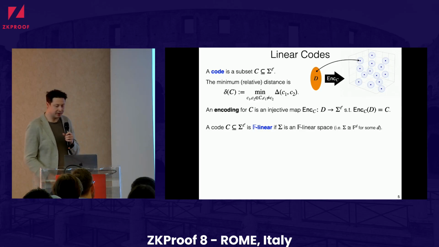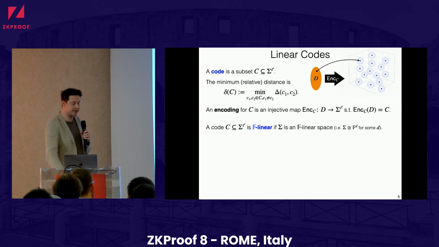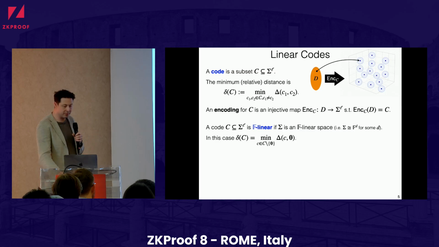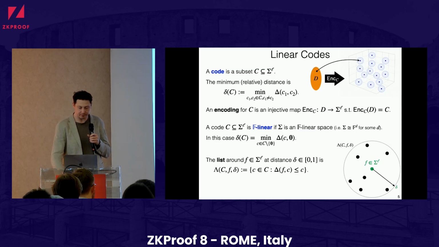We'll care about linear codes. That just means that the space we're mapping into is an F-linear space. Think about it as a vector space F to the D for some finite dimension D. In this case, the minimum distance is just the minimum number of non-zero elements of any code word.